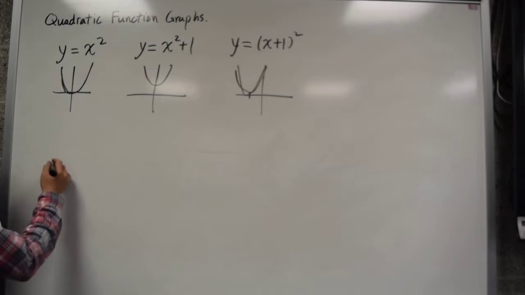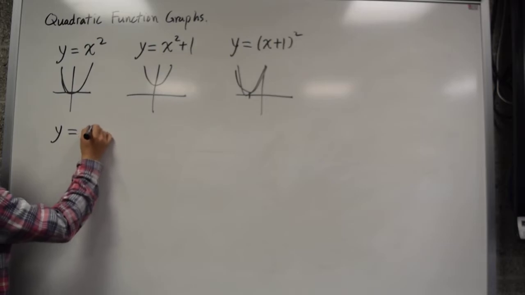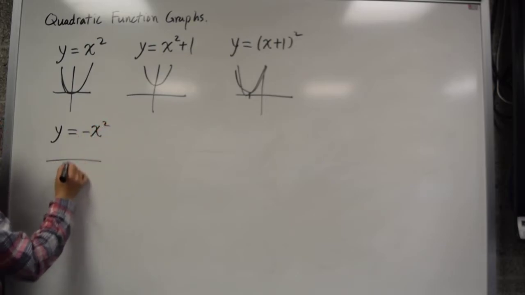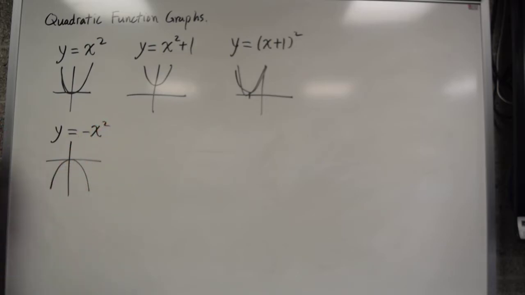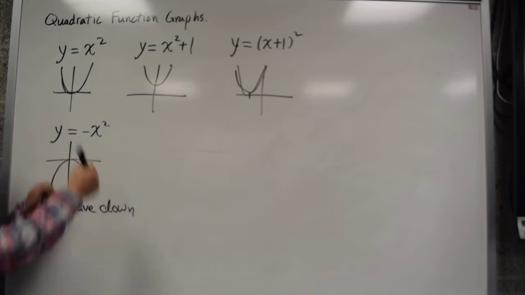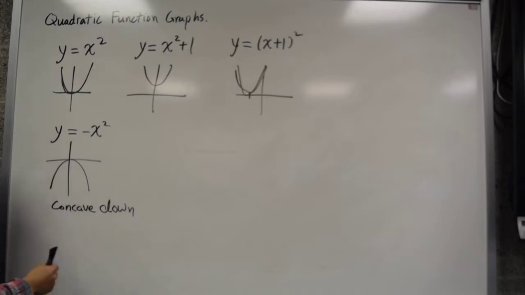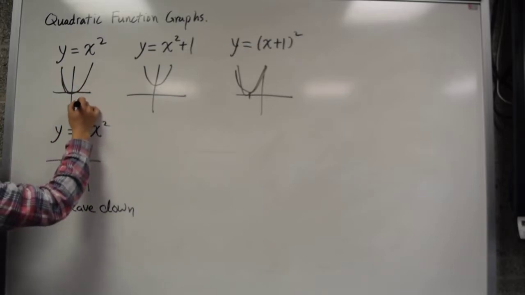And another thing that we learned was that if you have y equals negative x squared, the graph opens downward like this. Okay? And in this case, we call this concave down because the graph is bent downwards. This one is concave up because the graph is bent upwards. Okay? So this one's called concave up.